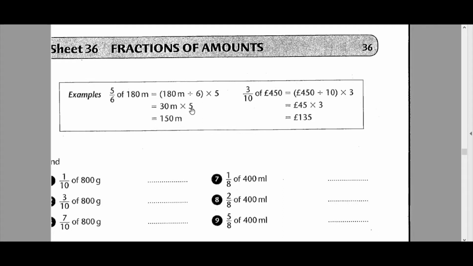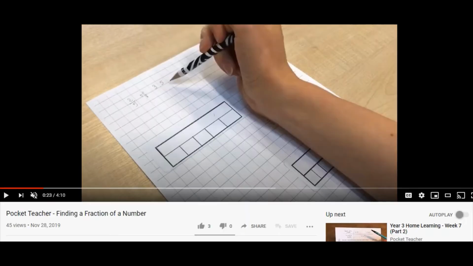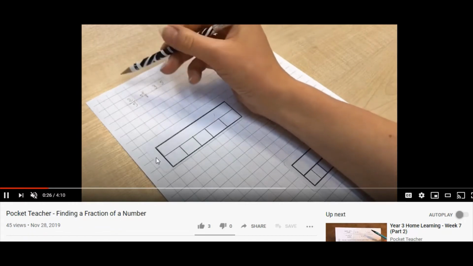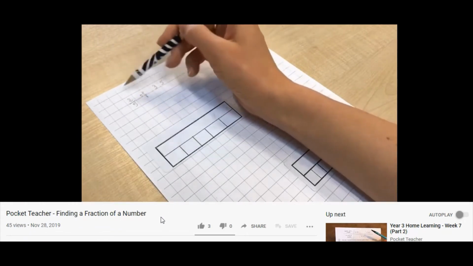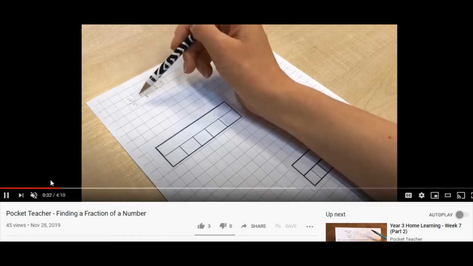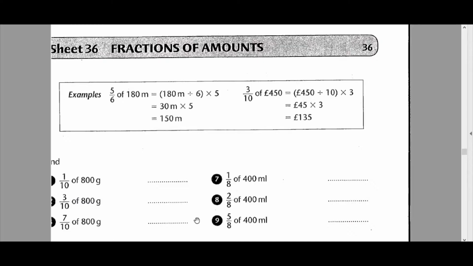If you're wanting a little bit more explanation about how to use that fraction rhyme, I have an old Pocket Teacher video, which you may well have watched when you were in Year 3, which teaches how to find a fraction of a number. The video is over on my YouTube channel, and you'll find it if you scroll down in the videos. It will be quite far down, but it goes through how to find a fraction of a number and what the best way is to work it out. So you've got that to help you, and hopefully that will get you started with sheet 36.